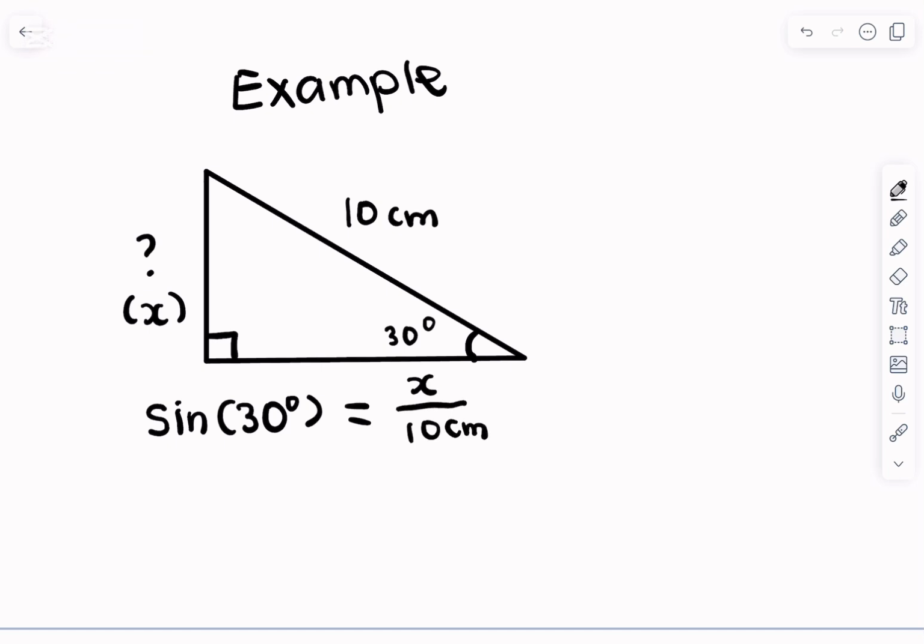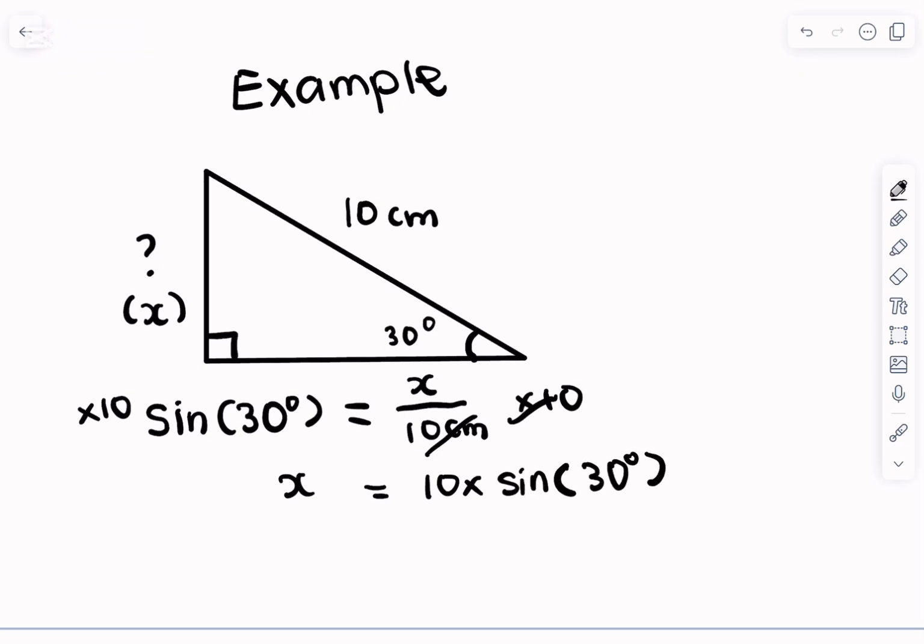After we figured out this equation, all we need to do is solve for x. We know that to be able to find x, we need to rearrange the equation. So we're going to times both sides by 10, and then we're going to end up with x equals 10 times sine of 30 degrees. You can put that into your calculator, and we're going to end up with 5 centimeters. So that's your final answer.